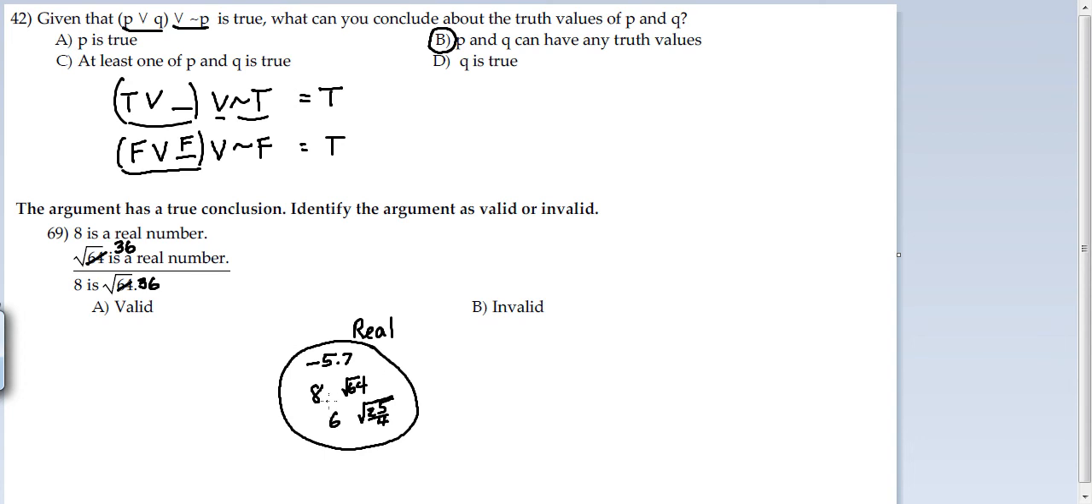So all these things are real numbers, but nothing says that any of these real numbers have to equal each other just because they're both real numbers. So therefore that argument is invalid. And again, that's one you would probably try to reason with the Euler method of trying to draw out the scenarios of what's real and what's not real.